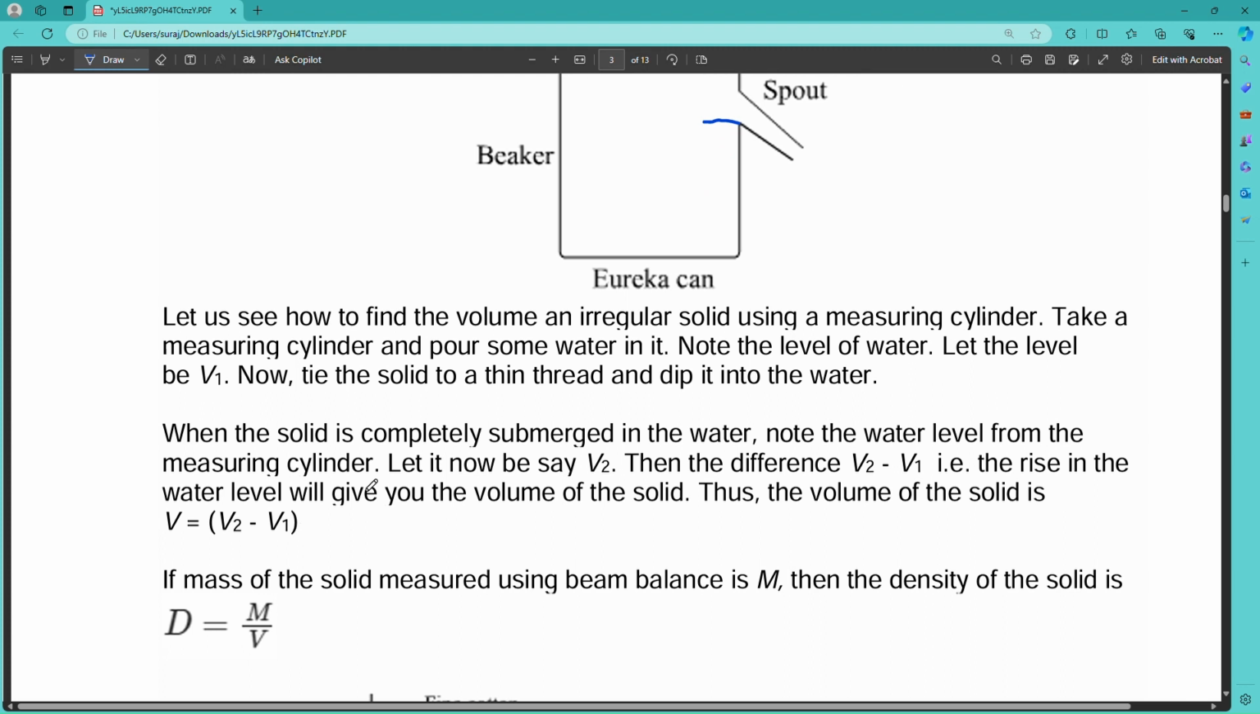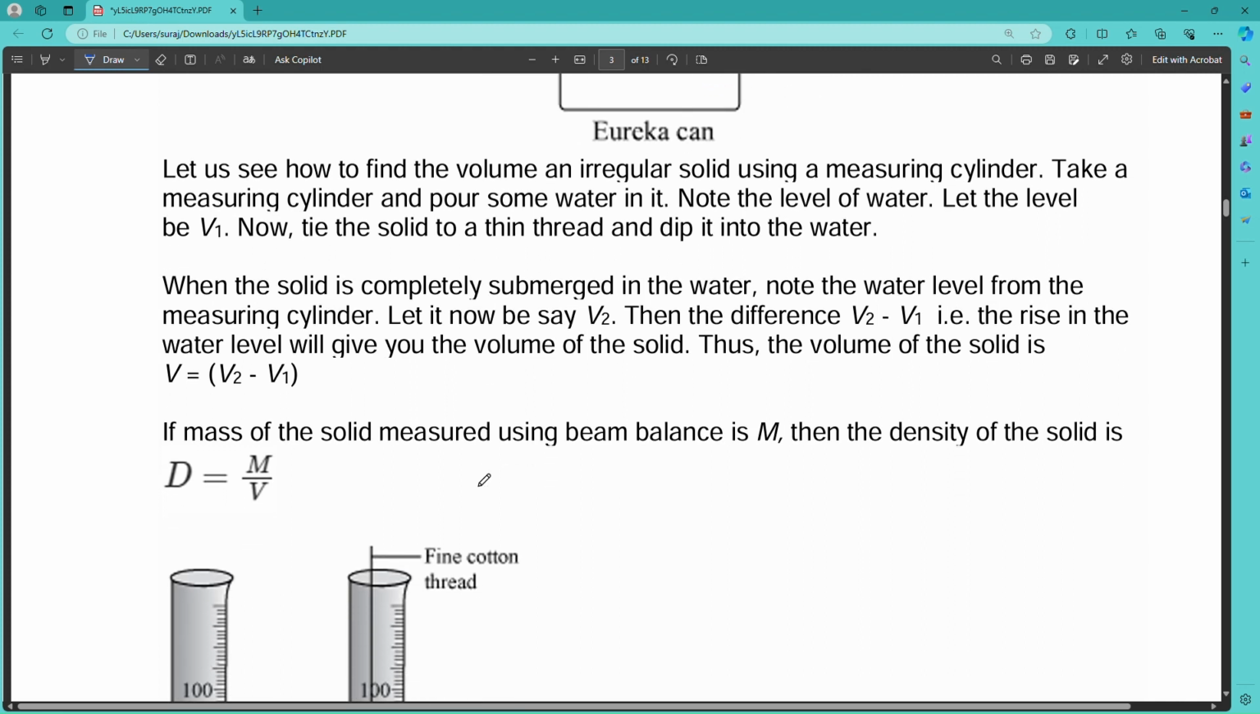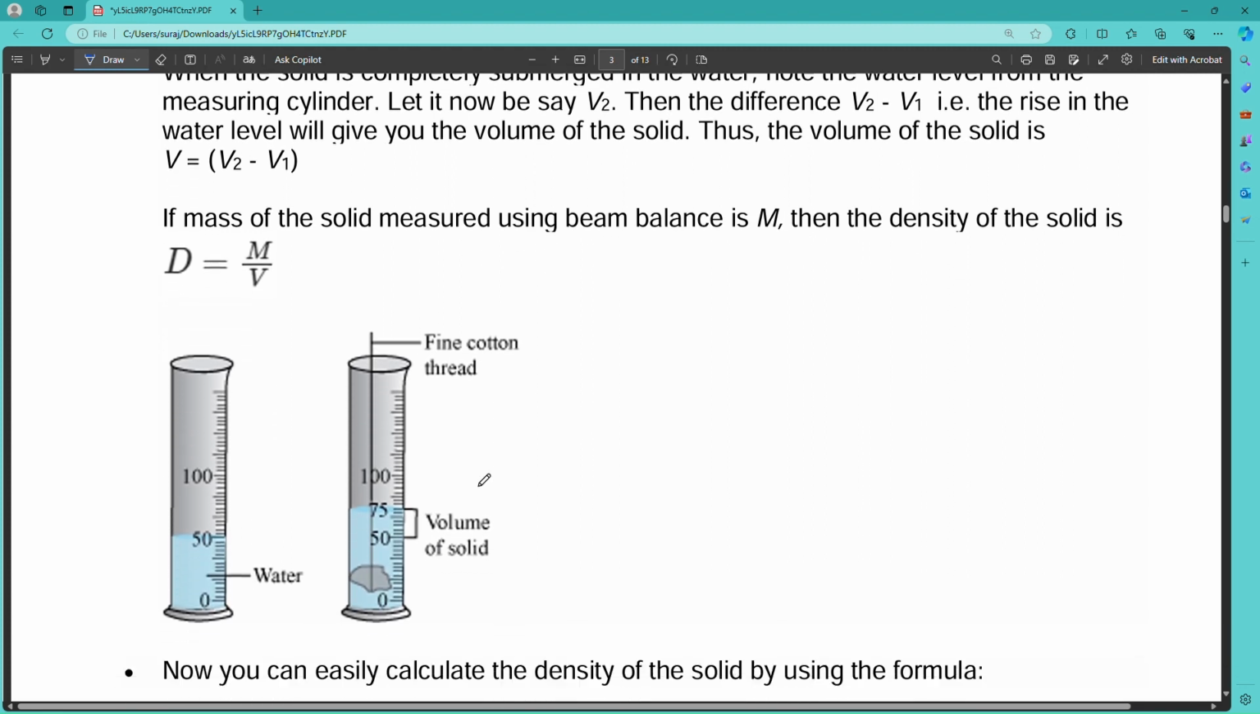V2 is the volume, and by using measuring cylinders you can calculate this volume. So this simplifies to density equals mass by volume.